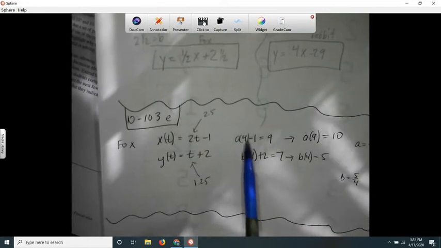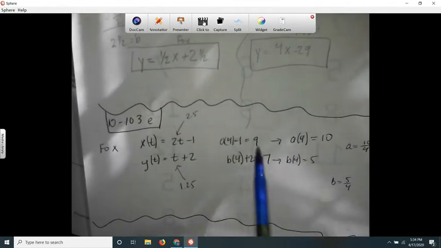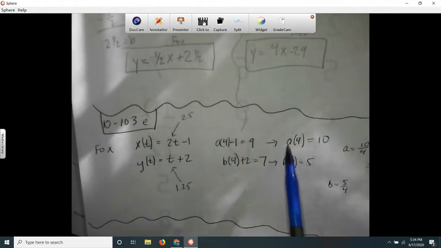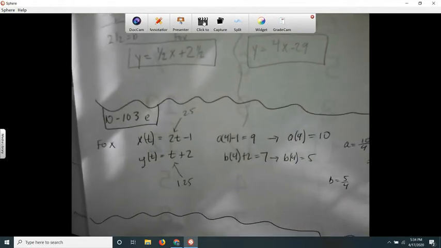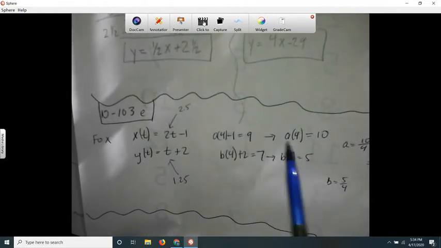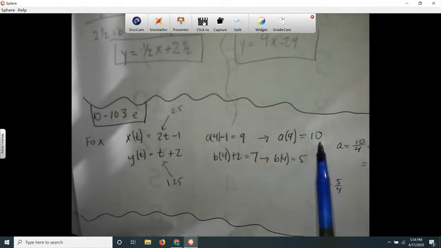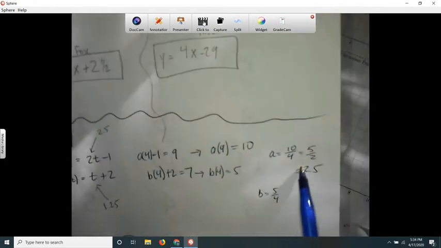I can kind of figure that out by doing this little math here. Something, I called it A because I think that's what your book called it. If I add 1 over here, I get 10. And then something times 4 is going to equal 10. And then I just divide both sides and I get 2.5.